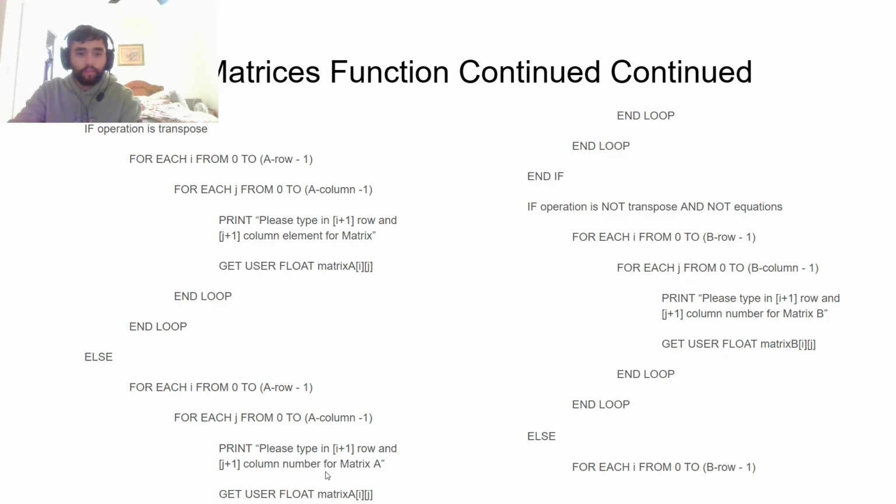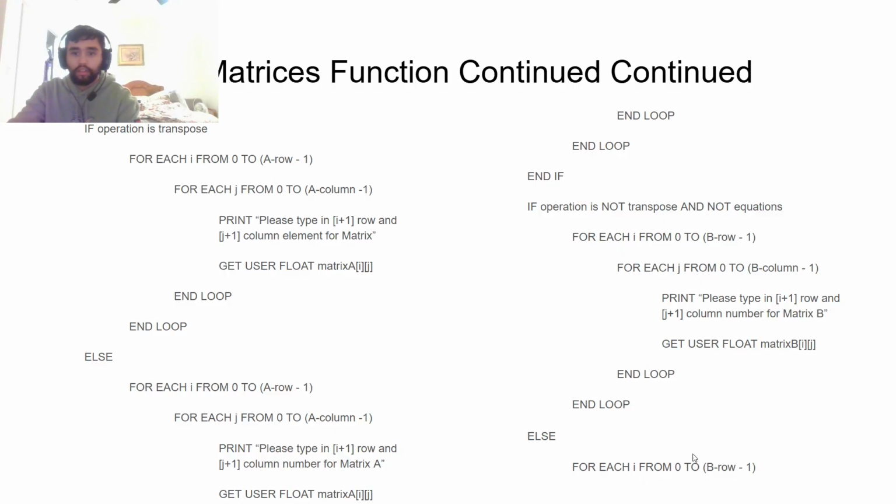For every other case, it'll just ask you to enter it in for matrix A, because in every other case you have two matrices, so it makes sense to have the A there. And it ends the loop. This condition is checking if it needs to ask for matrix B in this format, because for transpose, obviously you don't have a matrix B. In equations, you don't need the column number here, so it only makes sense to have the row. So that's what this is checking for.